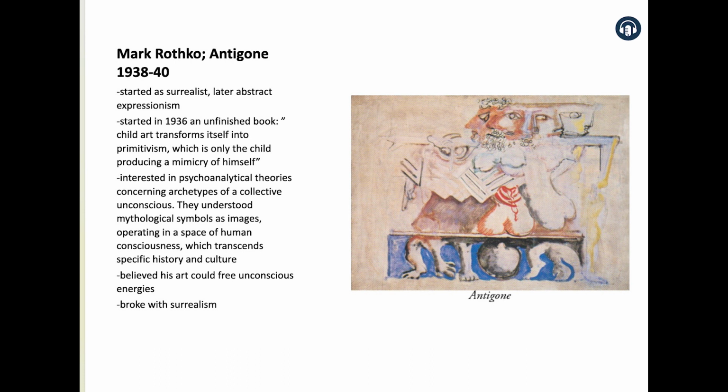And so we're back at international art with Mark Rothko. He started as a surrealist, later abstract expressionism. He started in 1936 on an unfinished book. Child art transformed itself into primitivism, which is only the child producing a mimicry of himself. Interested in psychoanalytical theories concerning archetypes of a collective unconscious, they understood mythological symbols as images operating in a space of human consciousness which transcends specific history and culture. Belief that art could free unconscious entities, and then he broke with surrealism.